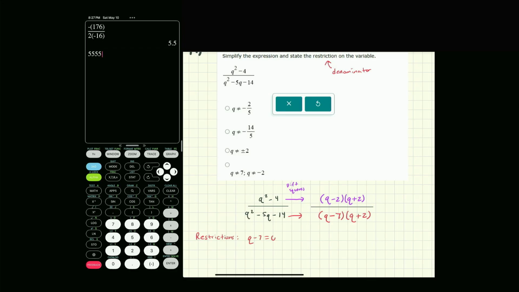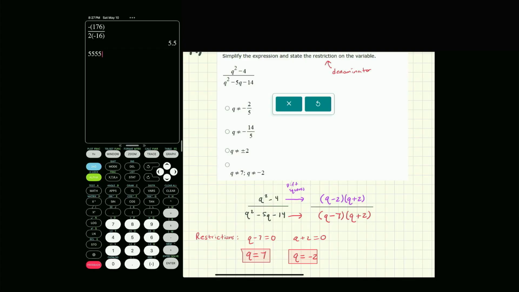q minus 7 equals 0. q plus 2 equals 0. Everyone should be comfortable solving those. So I know I'm going to get an answer of 7 as well as an answer of negative 2. So 7 and negative 2, those are our restrictions. And it looks like the answer choices, all they wanted were the restrictions.